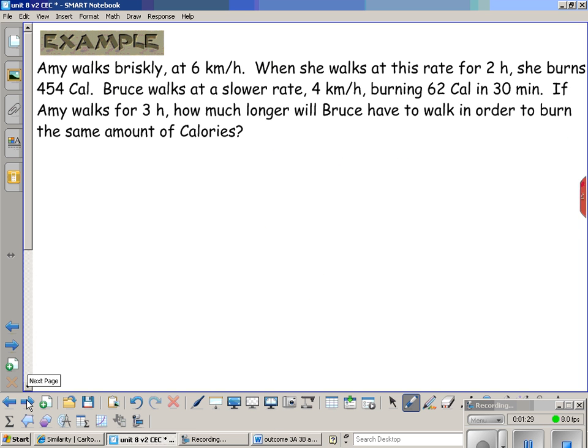Amy walks briskly at 6 kilometers per hour. When she walks at this rate for 2 hours, she burns 454 calories. Bruce walks at a slower rate, 4 kilometers per hour, and burns 62 calories in 30 minutes. If Amy walks for 3 hours, how much longer will Bruce have to walk in order to burn the same amount of calories?